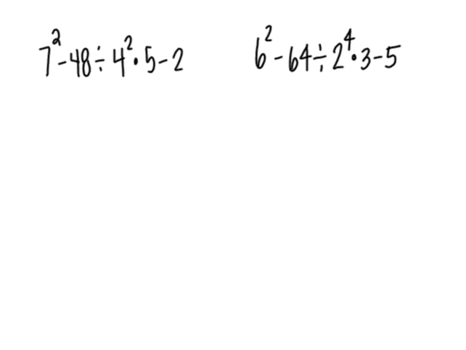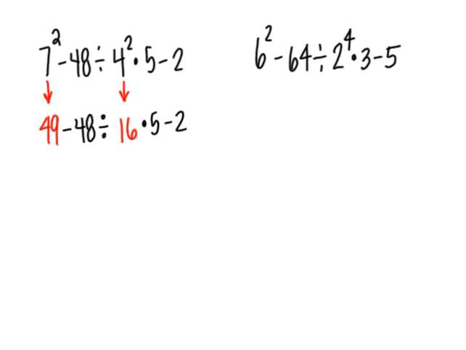Okay, my next two are a little tough. I have 7 squared minus 48 divided by 4 squared times 5 minus 2. I don't see any grouping symbols, so what I have first are exponents. So I'm going to take care of 7 squared and 4 squared. 7 squared is 49. Going across, I'm just going to recopy everything else. Minus 48 divided by 4 squared, which is 16, times 5 minus 2.